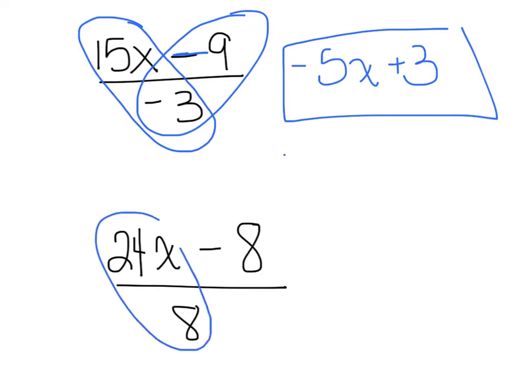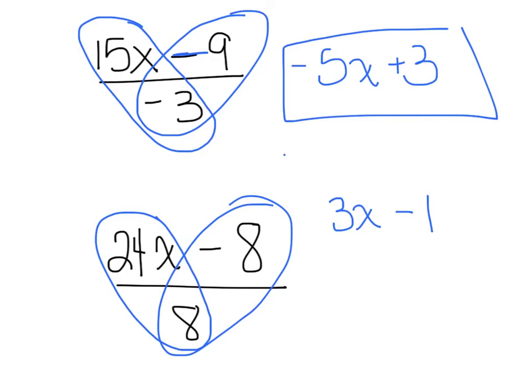All right, so I'm going to take these two and these two. So 24x divided by 8 is going to give me 3x. Negative 8 divided by 8 is going to give me a negative, because a negative divided by a positive is going to give me a negative, and a negative 1.